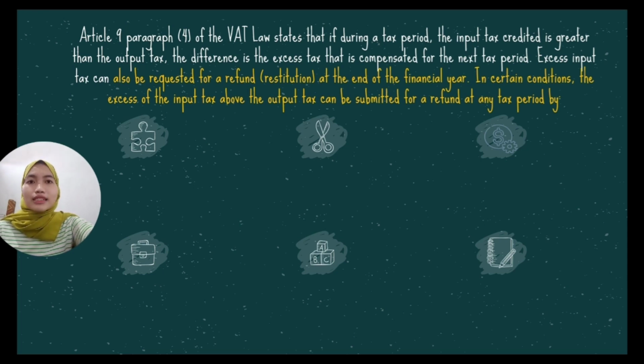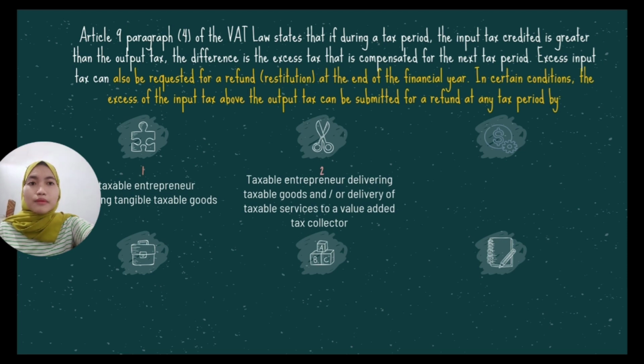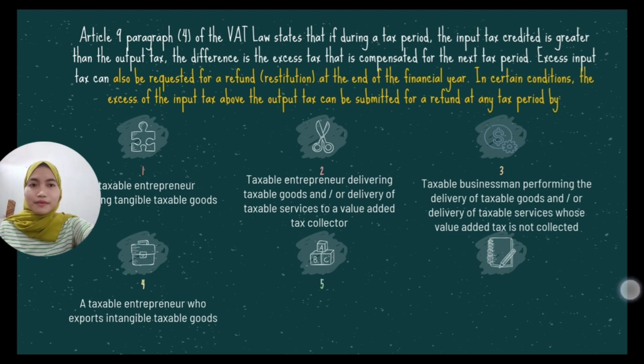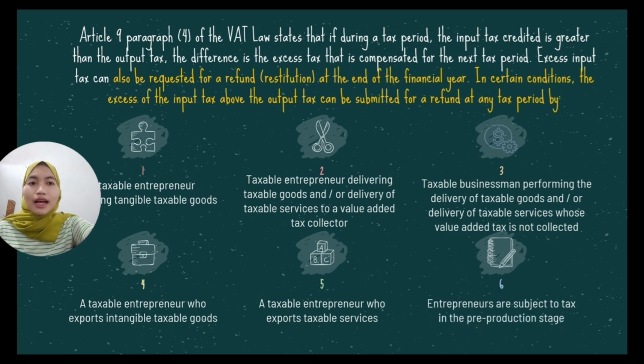In certain conditions, the excess of the input tax over the output tax can be submitted for a refund at any tax period by a taxable entrepreneur exporting tangible taxable goods, and then taxable entrepreneurs delivering taxable goods and or taxable services to a value-added tax collector, and then taxable entrepreneurs delivering taxable goods and or taxable services whose value-added tax is not collected. Next, a taxable entrepreneur who exports intangible taxable goods. A taxable entrepreneur who exports taxable services. And last, entrepreneurs subject to tax in the pre-production stage.